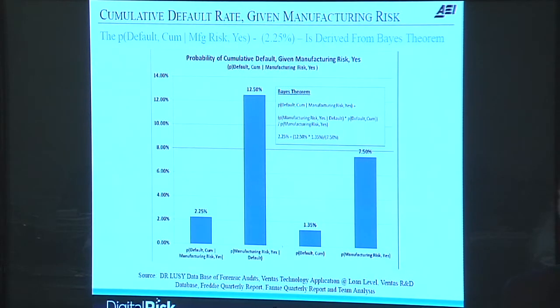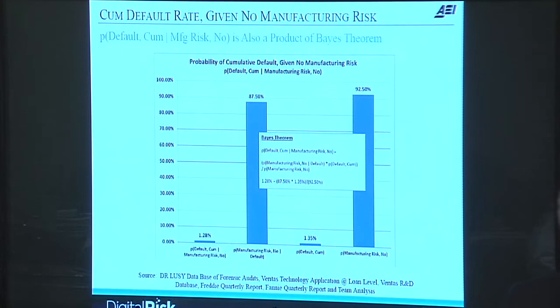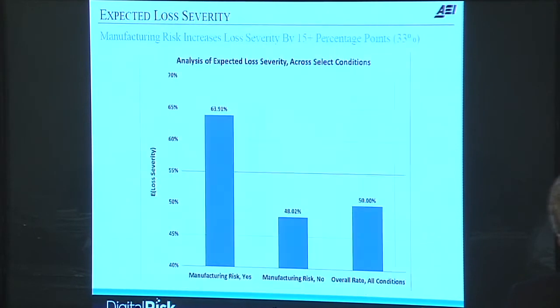And then the cumulative default rate given manufacturing risk is calculated through a Bayesian methodology. But basically you see there that the probability of default cumulative given manufacturing risk is about 2.25%. And then when you go to the next one, the far left, the probability of cumulative default given manufacturing risk no is 1.28%. So you're seeing some significant differences here in loss frequency.